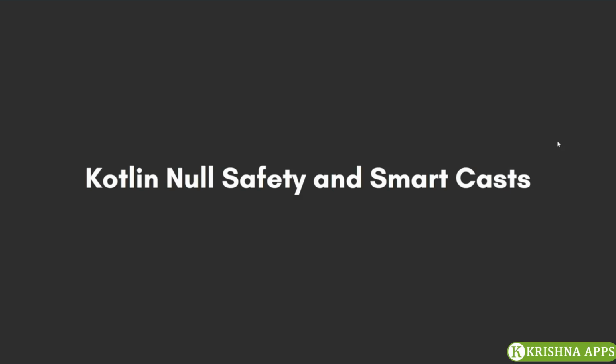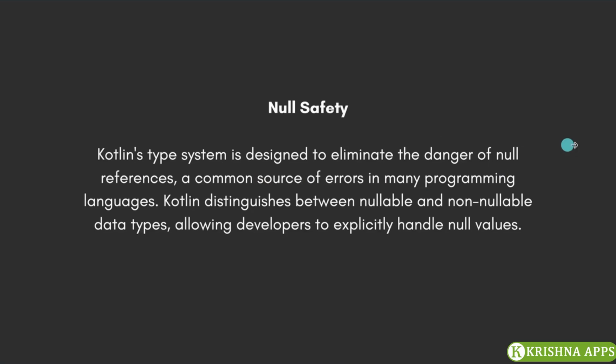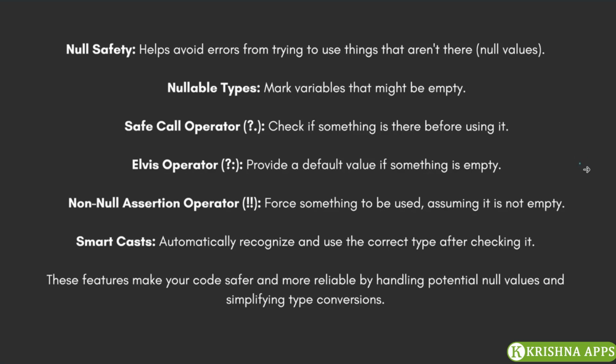The topic of this lecture is null safety and smart casts. Let's get started. What is null safety? Null safety is Kotlin's type system, and it is designed to eliminate the danger of null references, a common source of errors in many programming languages. Kotlin distinguishes between nullable and non-nullable data types, allowing developers to explicitly handle null values. Null safety helps avoid errors from trying to use things that aren't there, null values.